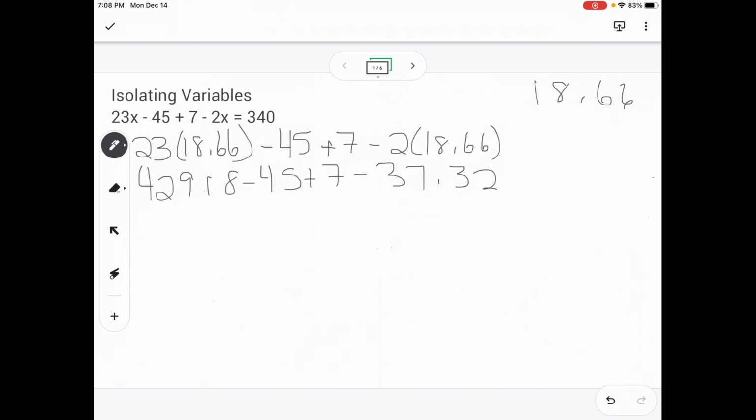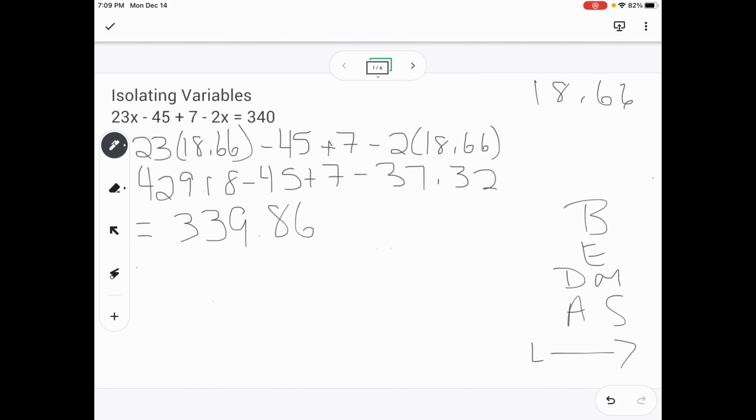Now, because this is all adding and subtracting, if we follow BEDMAS, we know that we can literally just go left to right and just subtract all the way across or add all the way across. So 429.18 minus 45 plus 7 minus 37.32. 23 times 18.66. And the answer that we get is 339.86. And when rounded to the closest whole number, our answer would be 340.